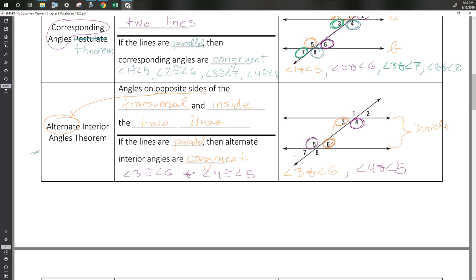But that's only if those two lines that we're using are parallel to each other. If they're not, we can just say that they're alternate interior angles, but we cannot talk about their measure unless the lines are parallel.